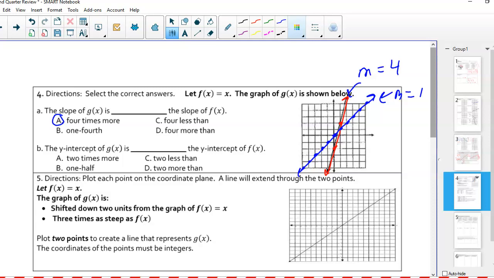For B, it's comparing the y-intercepts. What is the y-intercept of the red? -2. What's your y-intercept of the original? 0. So it's subtracted 2. Anytime it's dealing with y-intercepts, that's adding or subtracting.